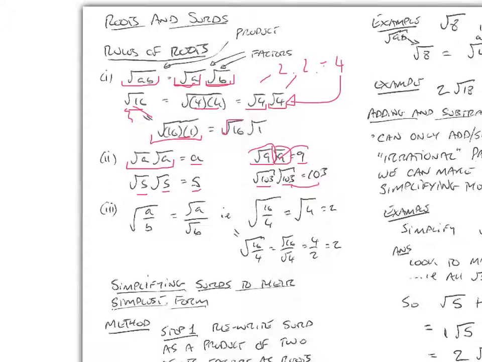The third rule is the square root of a over b is equal to the square root of a over the square root of b. So look, for example, the square root of 16 over 4 is equal to the square root of 4, which is 2. The square root of 64 over 4 is equal to the square root of 16 over the square root of 4. Root 16 is 4, root 4 is 2, and 4 over 2 is 2.